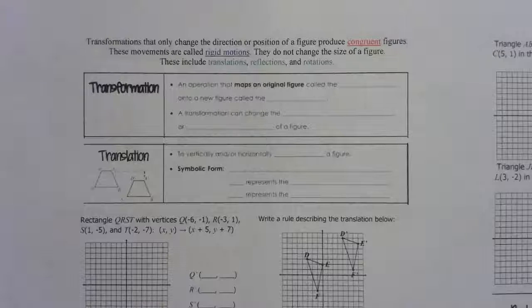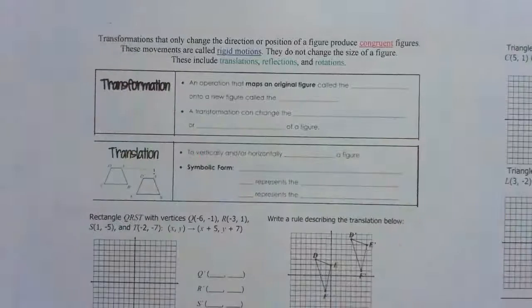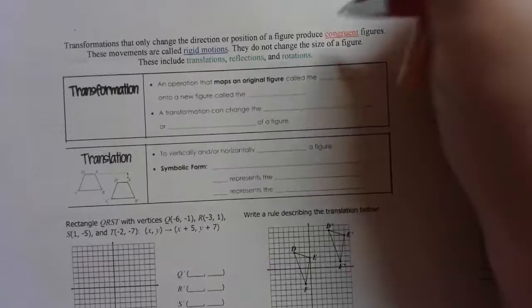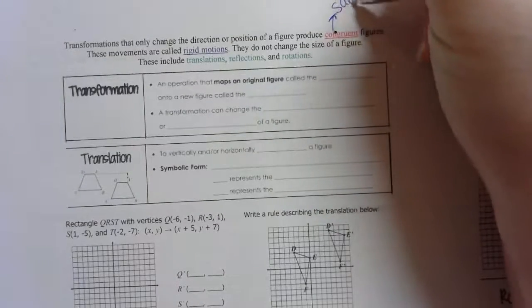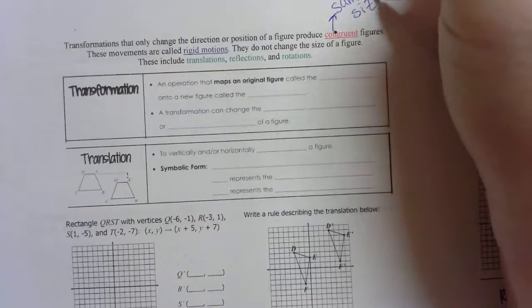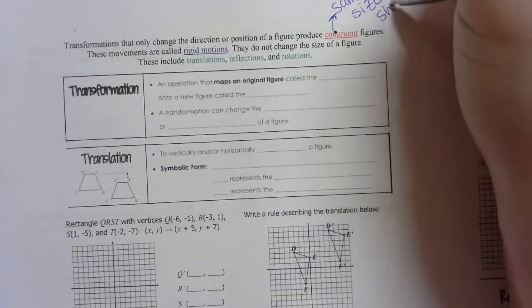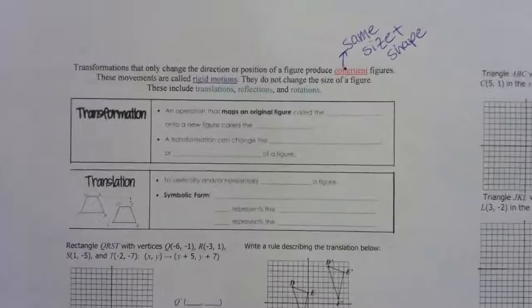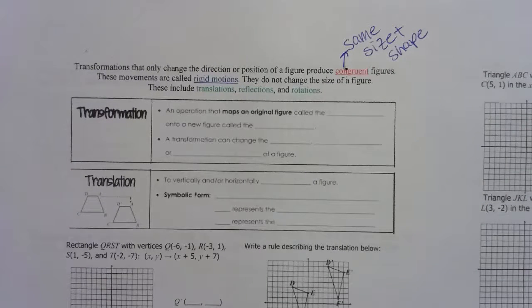All right, so we're going to start off by talking about just what are transformations. When we think about the word transformation, we think about the word transform, and you know that transform means to change. So transformations that only change the direction of a figure produce congruent figures. So remember, congruent means same size and shape. In order for two things to be congruent, they have to be the same size and they have to be the same shape.